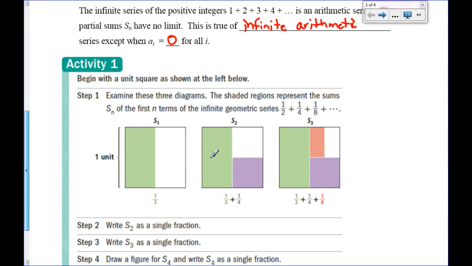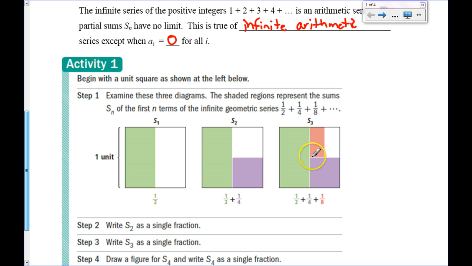Right. Okay, so look, the first one is just 1/2. To find my second term, I'm going to take half of a half, which is 1/4, and add them together. Okay, so now I have 3/4. Then I'm going to take half of 1/4, which is this.